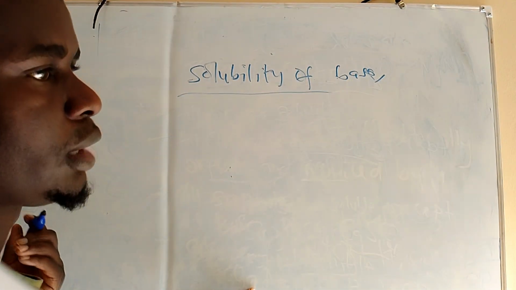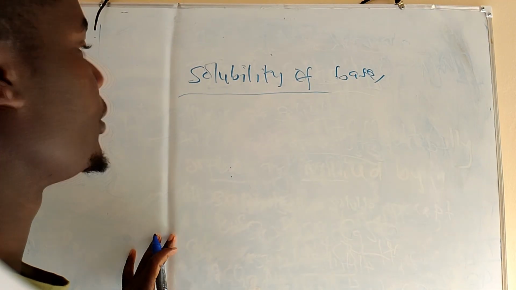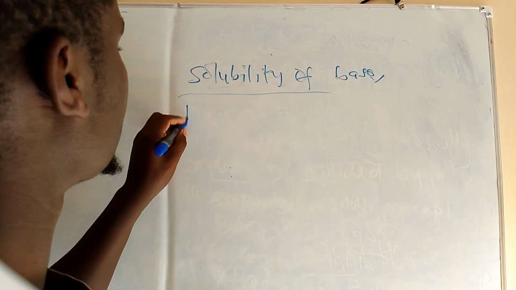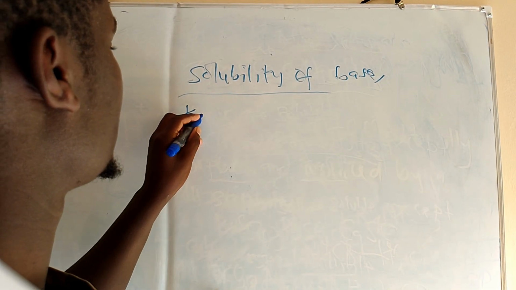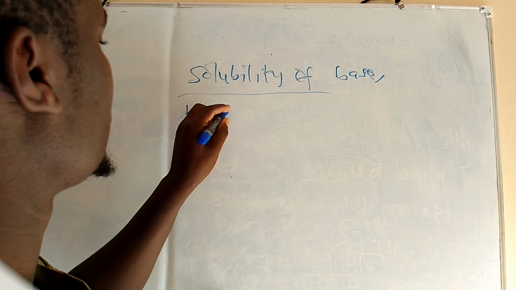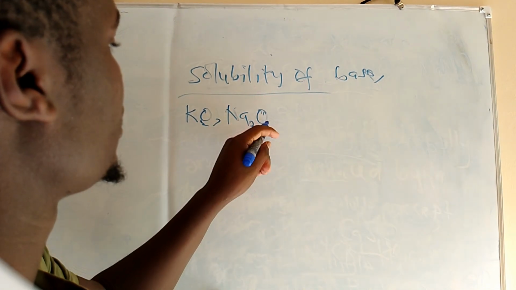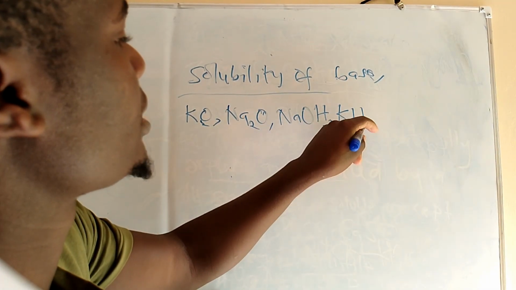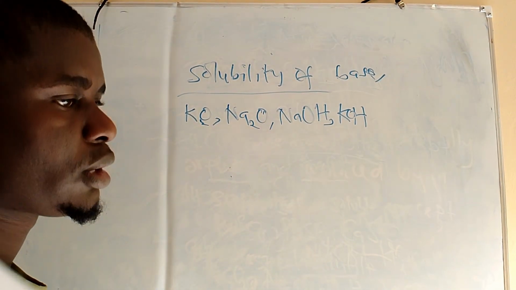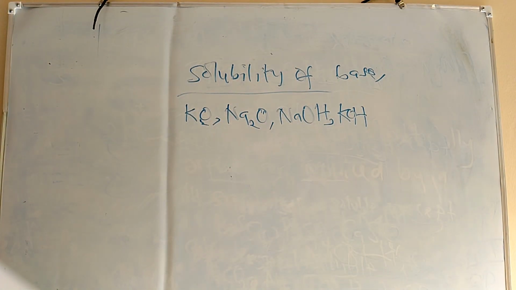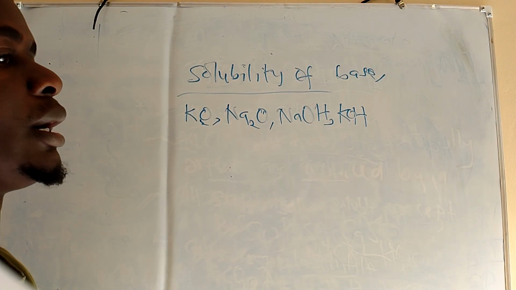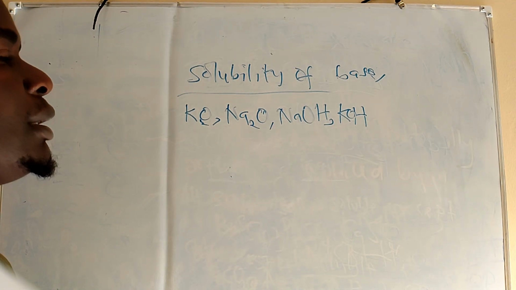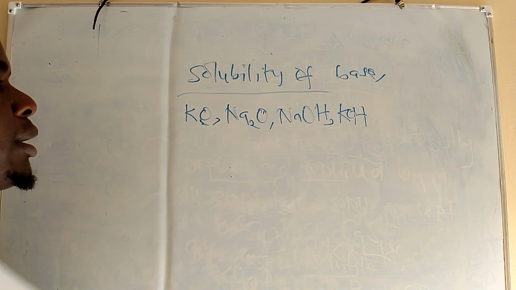The bases are just like a metal oxide and also a metal hydroxide. So where we say group 1 bases, that is potassium oxide, sodium oxide, sodium hydroxide, potassium hydroxide. All these ones, they are soluble in water. When they dissolve in water, they form solutions which are alkaline, in a way that they turn the red litmus paper blue.